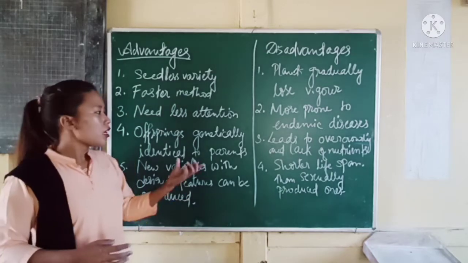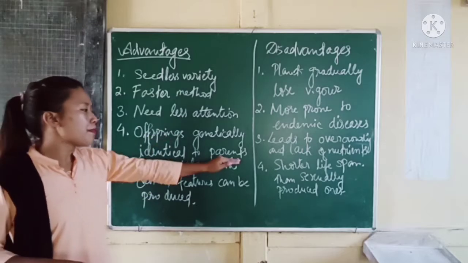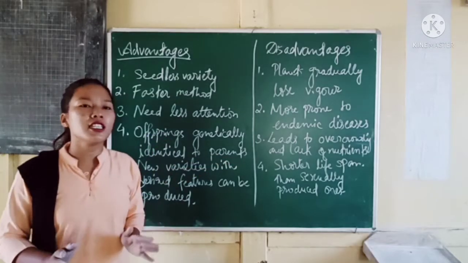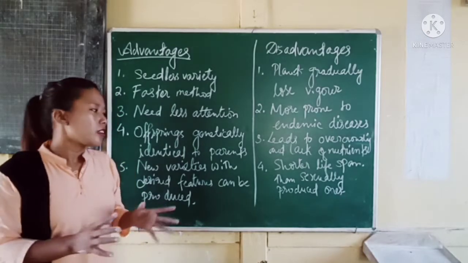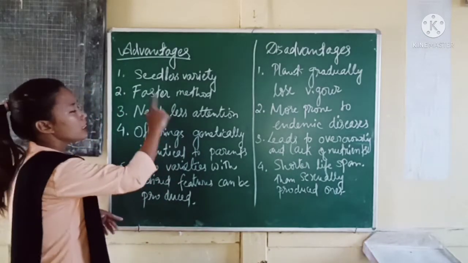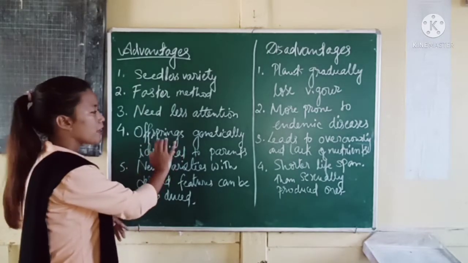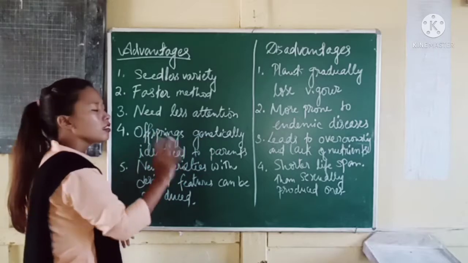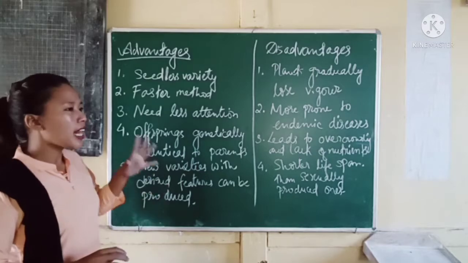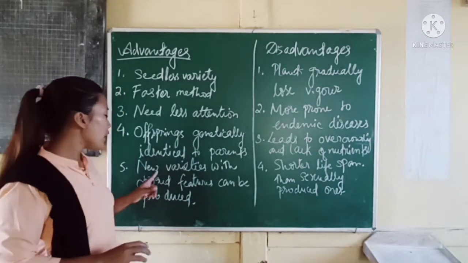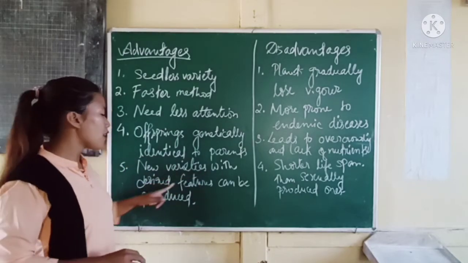So if we do vegetative propagation, the baby plant and the parent plant will have the same genetic material. Suppose we want to make the same type of plant only, then vegetative propagation is going to be beneficial for us, because we get identical genetic material. The fifth one is that with the help of vegetative propagation, we can create or produce new varieties with desired features.